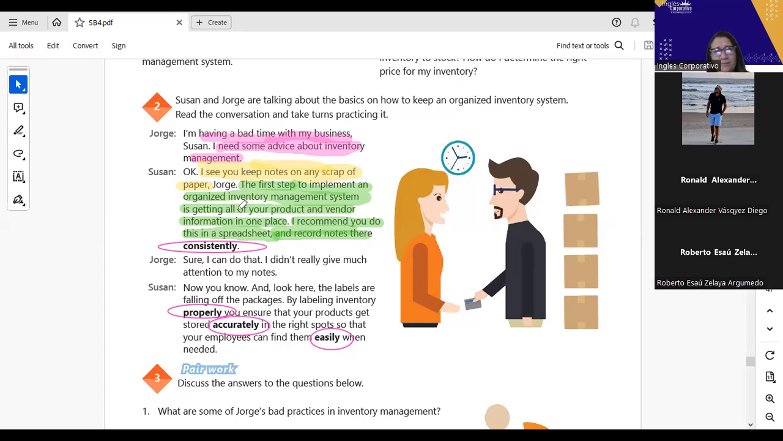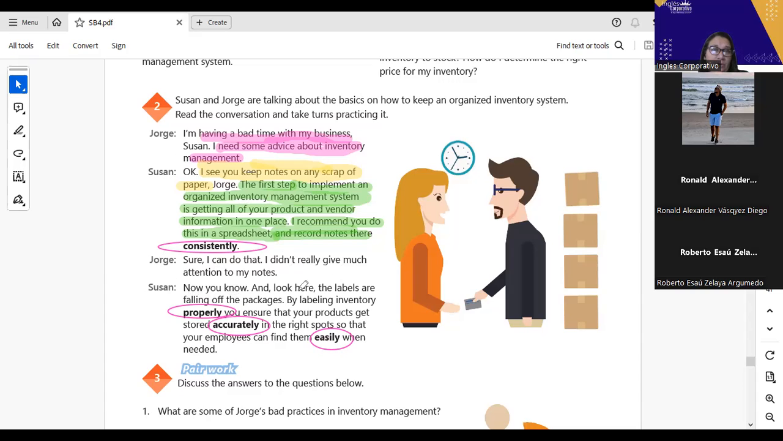"Sure, I can do that. I didn't really give much attention to my notes." But he's just saying his notes, but it's relevant information about the products, quantity, numbers, issue, expiration dates, and all that, right? So he's not being very smart with the information of the inventory.